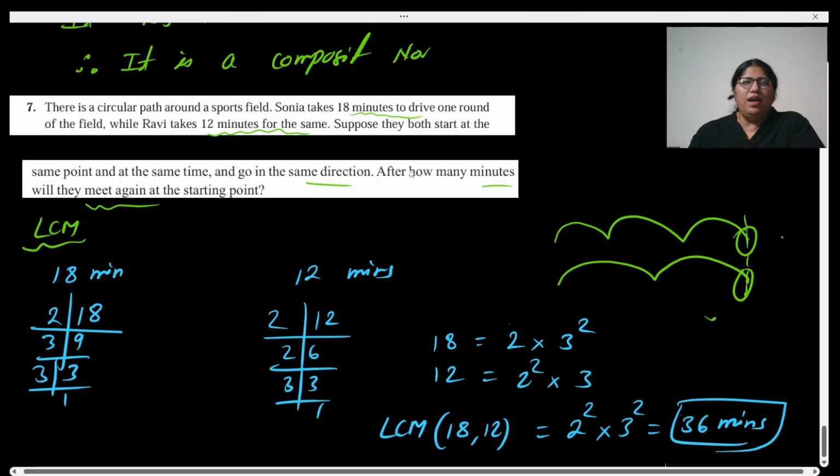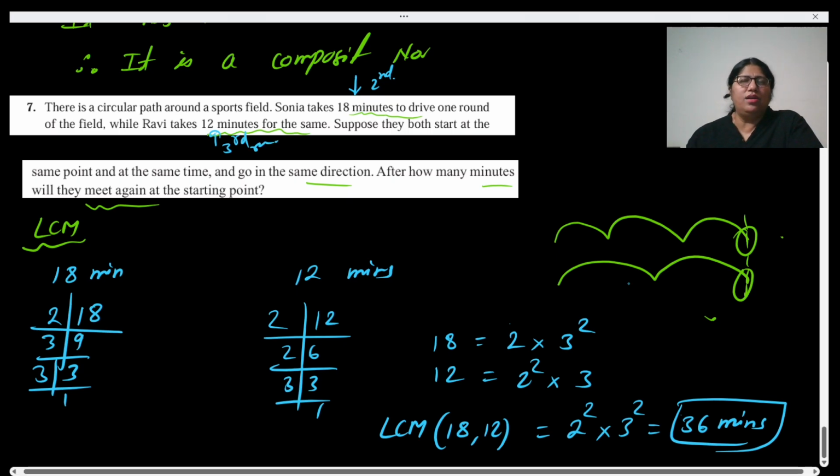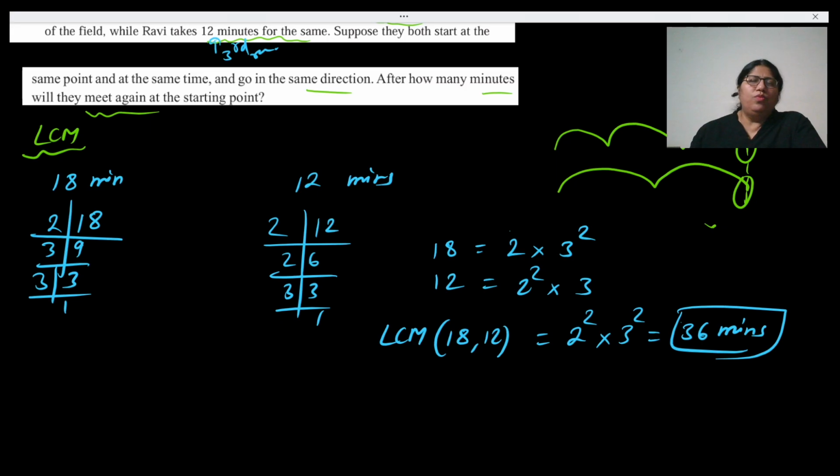That means after how many minutes? 36 minutes. That means Sonia will complete the second round, whereas Ravi will complete the third round, right? Sometimes they'll add an additional question also. So therefore they both will meet after 36 minutes.